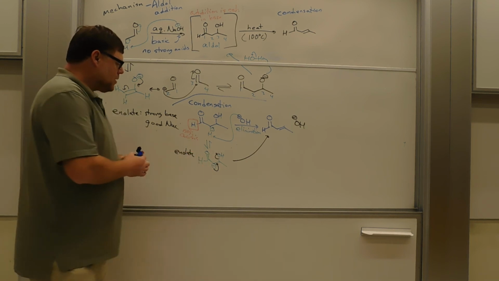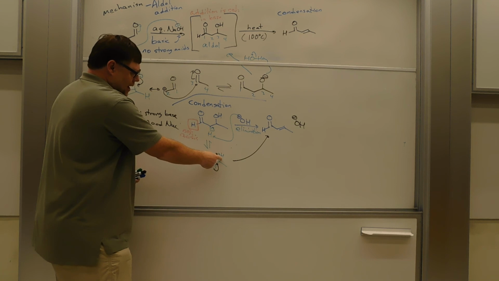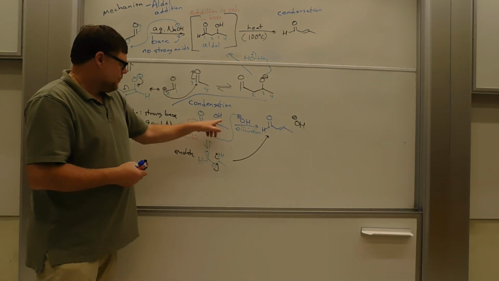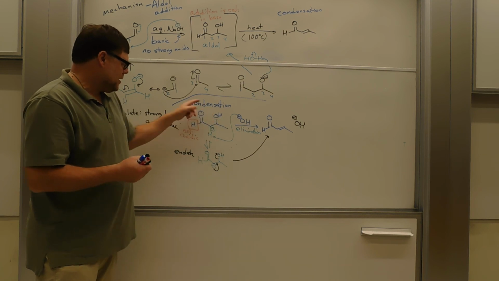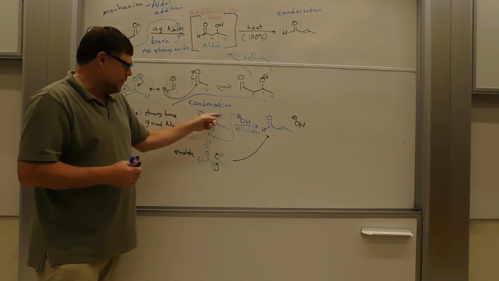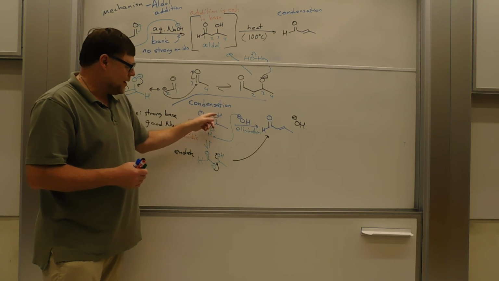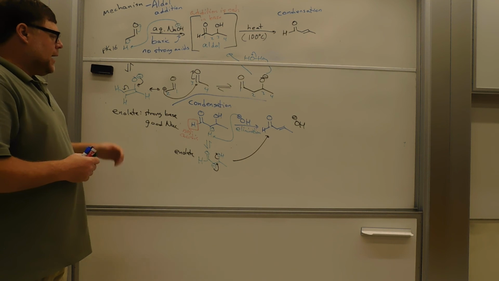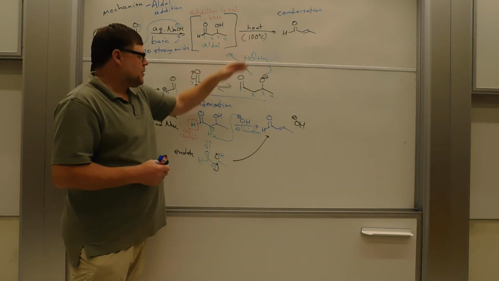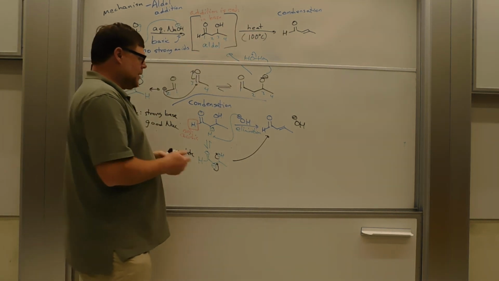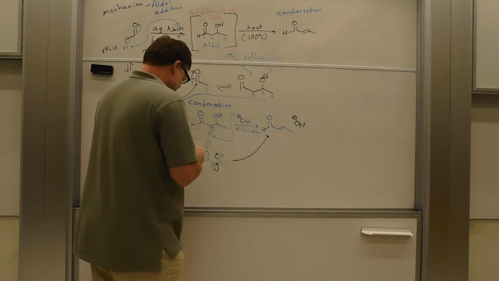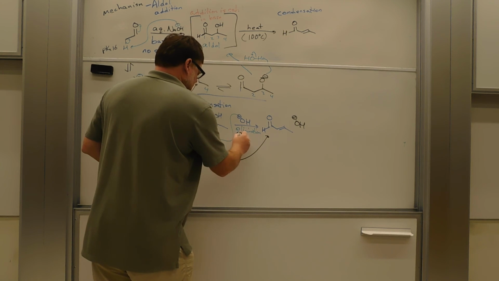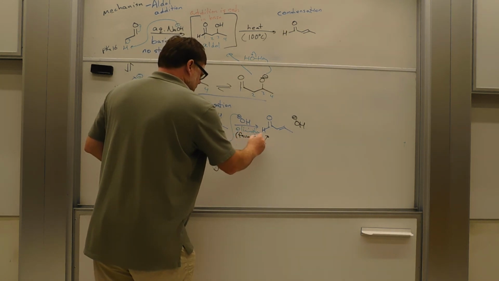You might wonder, why doesn't hydroxide take this H occasionally? It does. Hydroxide can come and take that H, fine, but then nothing happens. There's nowhere to go, so the O minus just takes the proton back. At higher temperature, elimination is favored. Elimination is favored at higher T.